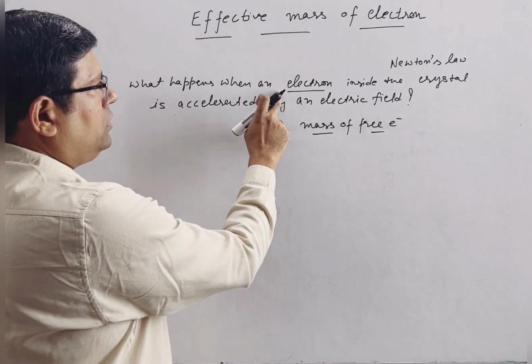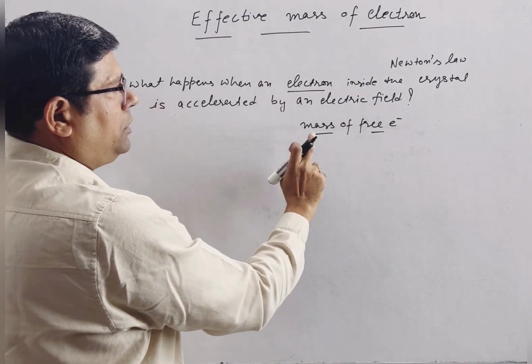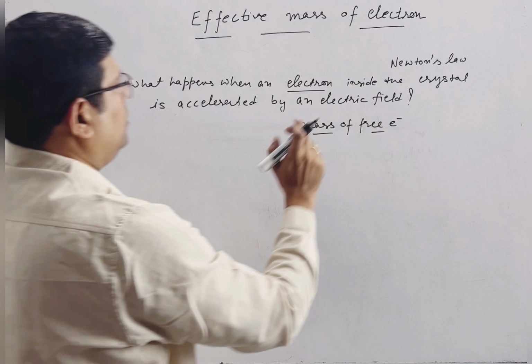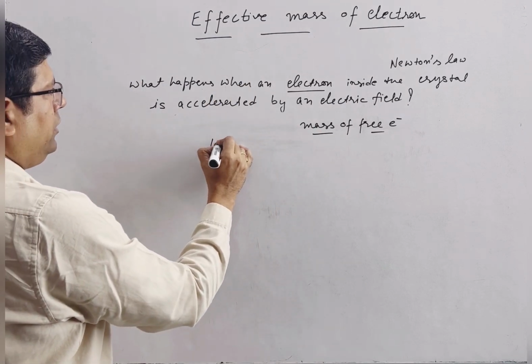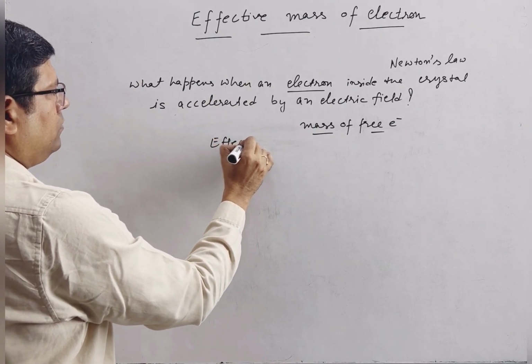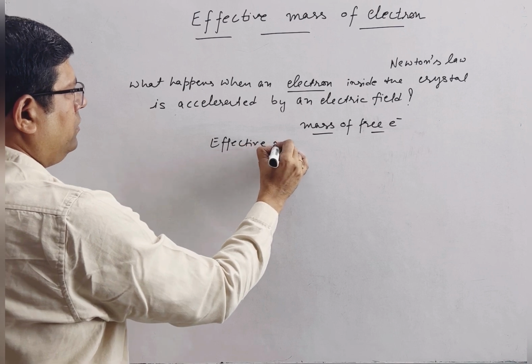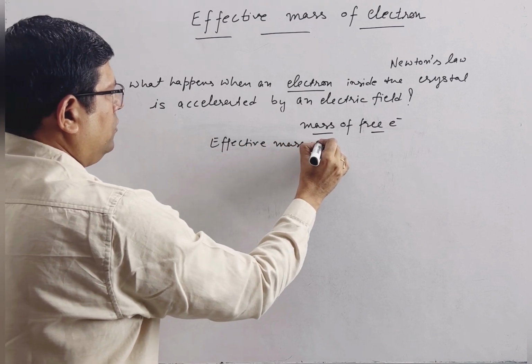The mass of the electron inside the crystal will be different from the mass of the free electron, and that is called the effective mass of the electron.